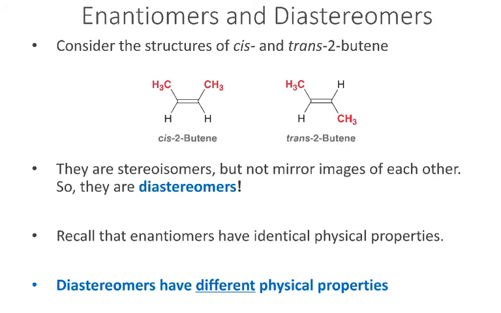So the cis and trans isomers that we first learned about in this chapter are examples of diastereomers. So we know they're stereoisomers, but they're also not mirror images of one another, and so they are diastereomers. And enantiomers have the same physical properties, although their chemical properties may be different when they're interacting with other chiral molecules. But diastereomers, not only do they have different chemical properties, they also have different physical properties.